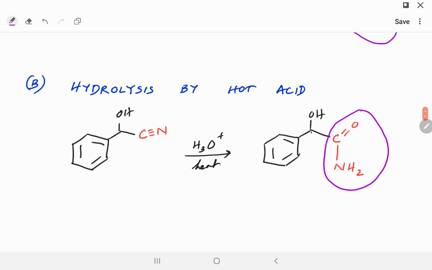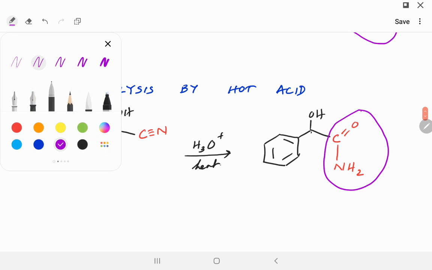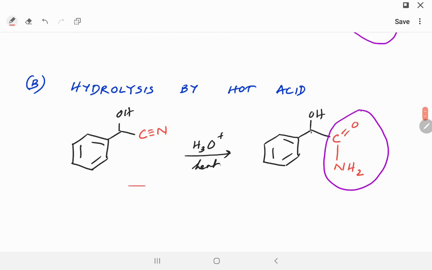If you want to learn this reaction through a graphical technique, so basically the cyanide had a triple bond. Okay, it's a triple bond. So this is hydrolysis, right? So you are basically adding water. Okay, so water is what? H2O. So you are breaking oxygen and the 2 hydrogens separately.